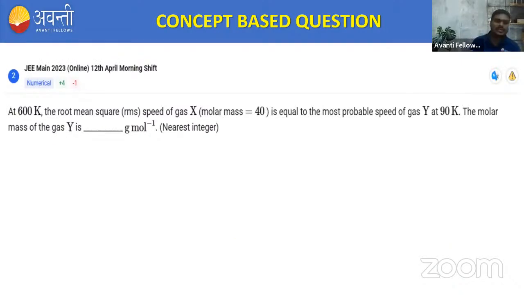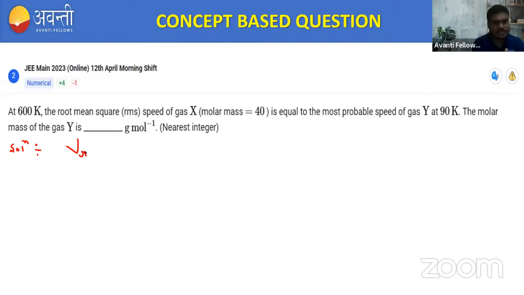At 600 Kelvin, the root mean square speed of a gas X having molecular mass 40 is equal to the most probable speed of a gas Y at 90 Kelvin. Now the molar mass of the gas Y is? So you have to calculate the molar mass of the gas Y. In this question, you need to establish the relationship between the root mean square value and the most probable value. We all know the formula.